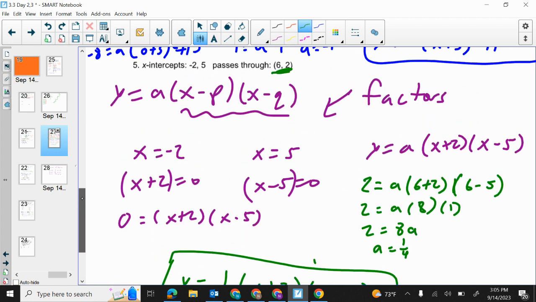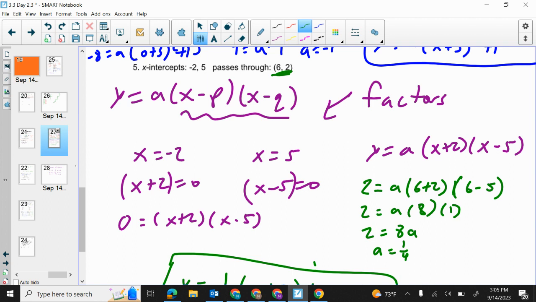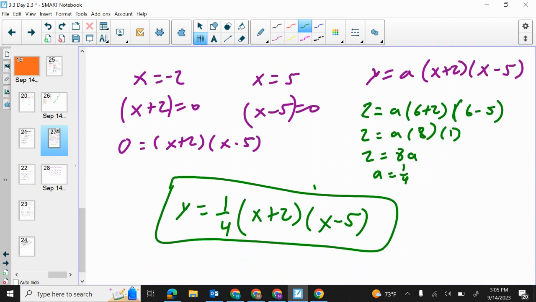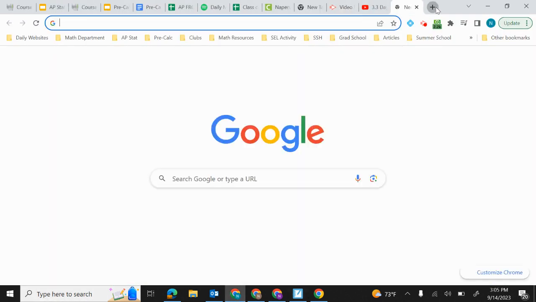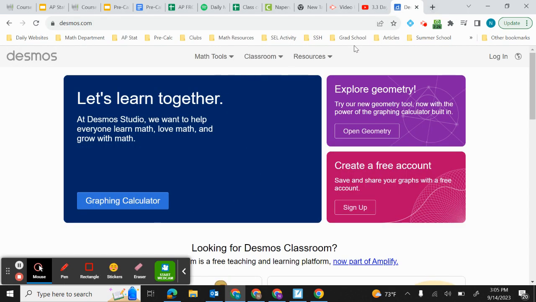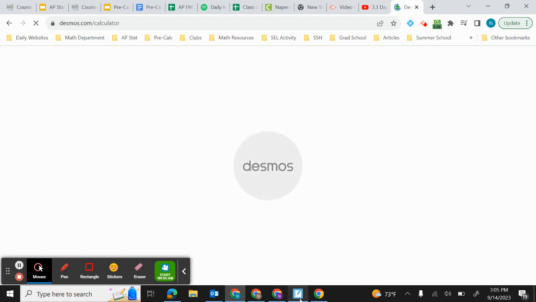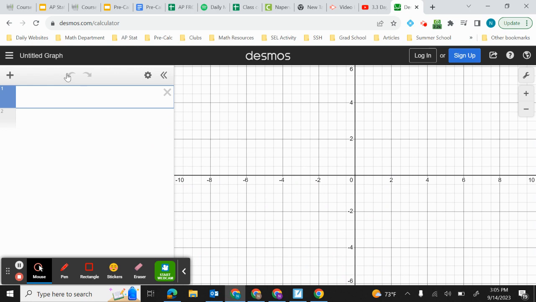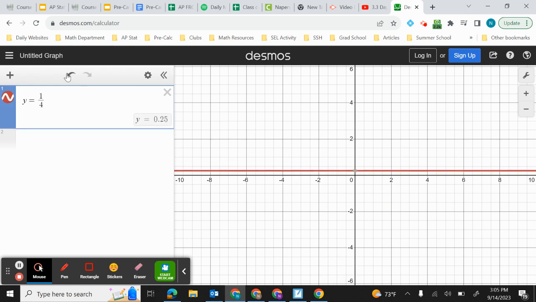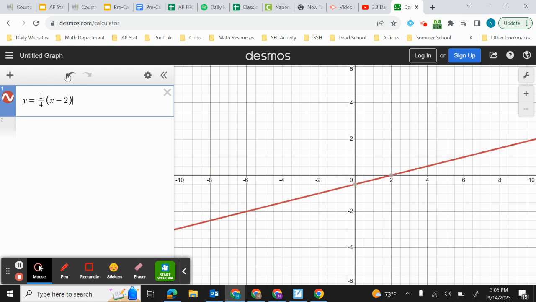And there we go. If you want to check any of these, making sure we did it correctly, or if you're at home doing your homework and want to check, Desmos would be a great opportunity. Put your equation into Desmos, and you can see whether you actually found those points. We can do that for this one real quick. So into Desmos, we've got y equals 1/4 (x plus 2)(x minus 5).